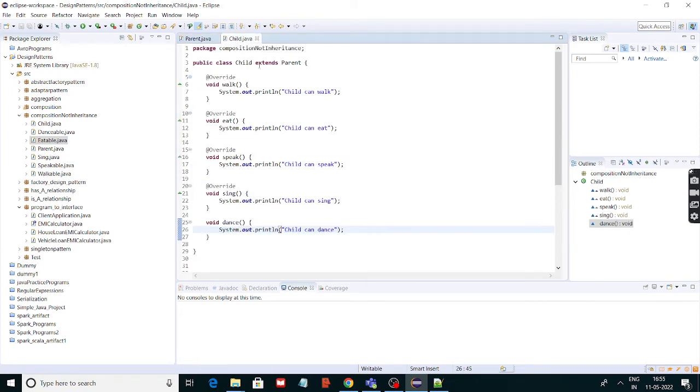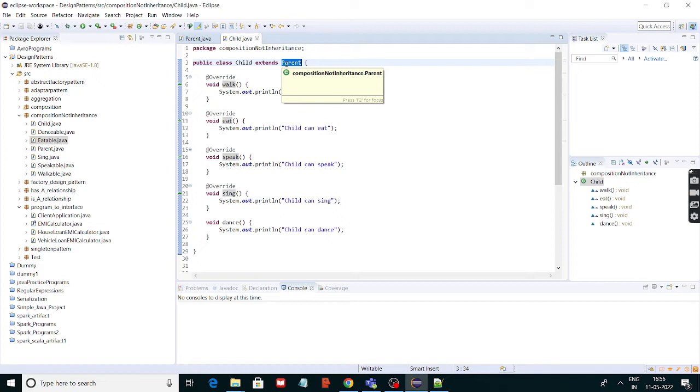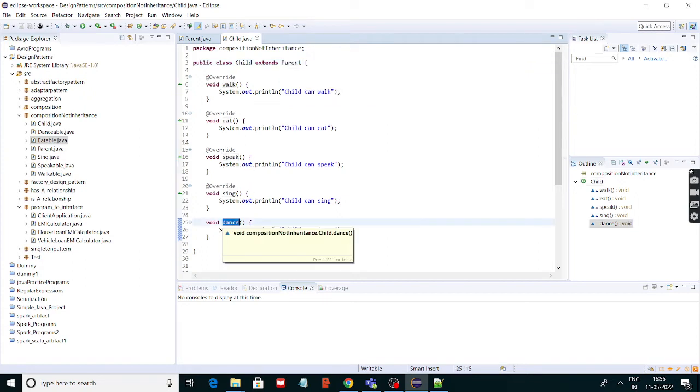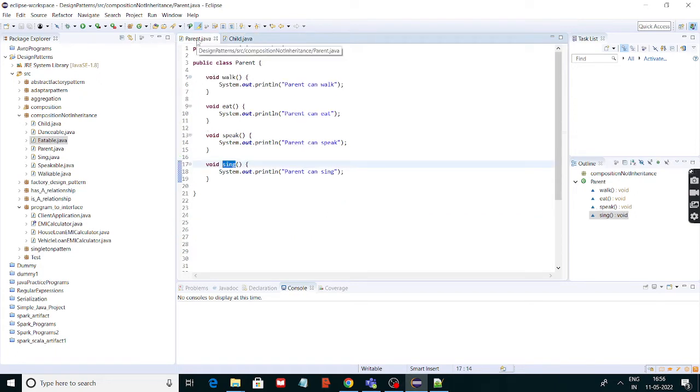But see here, Child extends Parent. It means the child is inheriting the parent. That's one thing. But we also know that it is an is-a relationship. An is-a relationship means both classes should have similar properties. That is called an is-a relationship. This is literally correct. But here the child learned the dance, but the parent need not learn the dance. This is as per the inheritance principle.